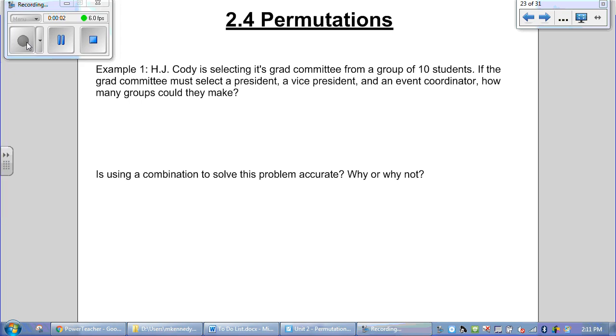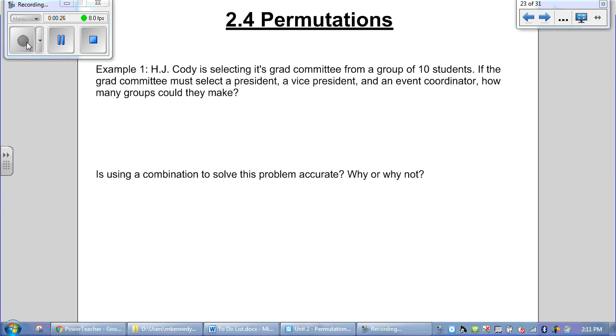We're going to start off with an example and just talk about it. So it says, H.J. Cody is selecting its grad committee out of a group of 10 students. If the grad committee must select a president, a vice president, and an event coordinator, how many groups could they make? So if you read this, we have a group of students that are being selected for the grad committee, correct? We've done questions like that like 3 times now.